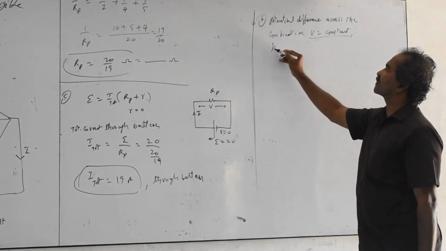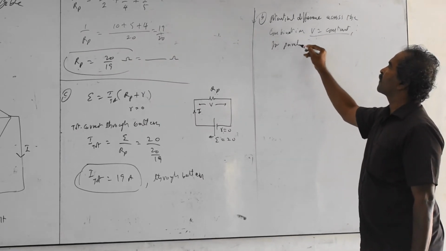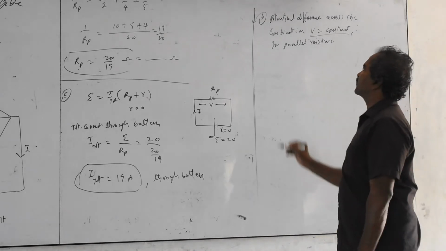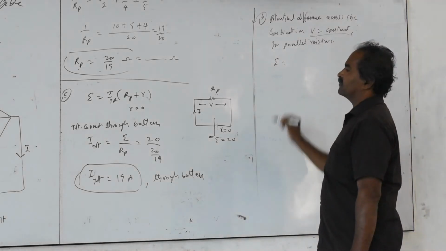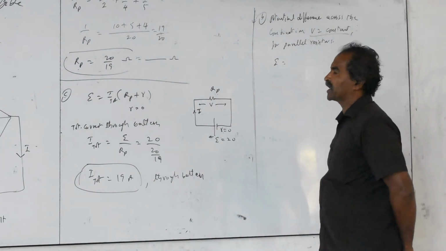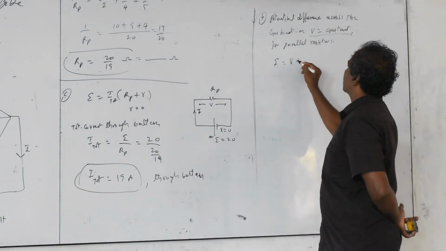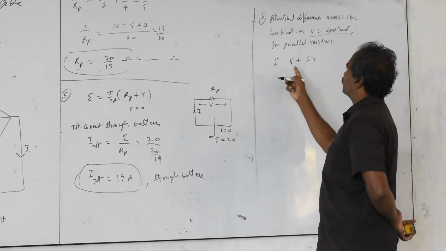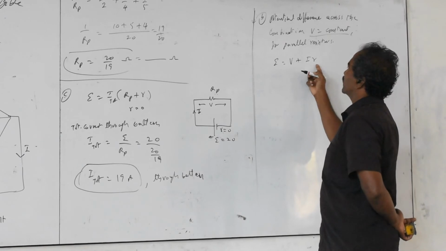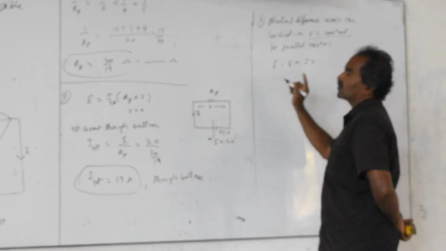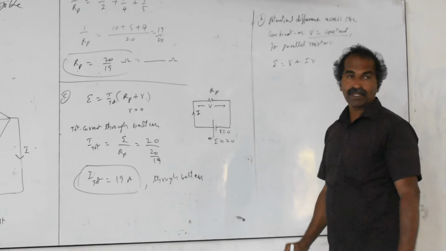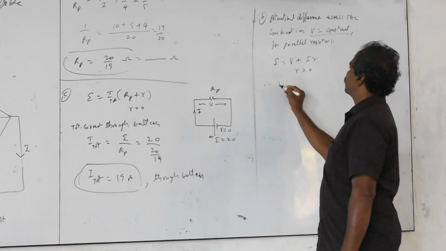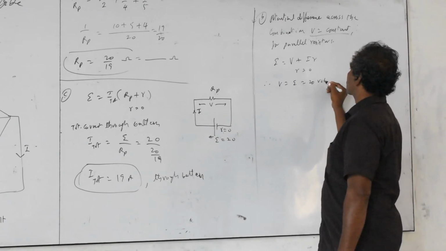This is for parallel resistors. Getting the relationship, E is equal to V plus I into R; also we can take V equal to I into R. From this also we can find V. Here I is the total current and R is 0, so this part is not required, and E becomes equal to V because internal resistance is 0. Therefore V is equal to 20 volts.